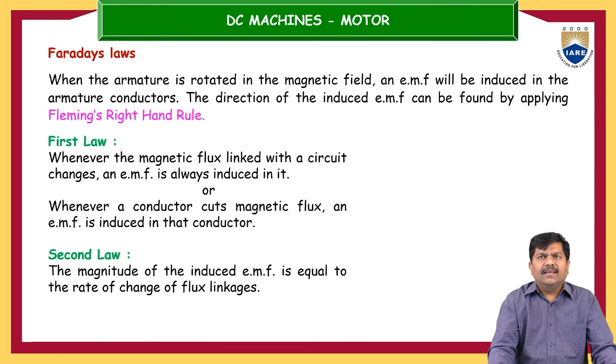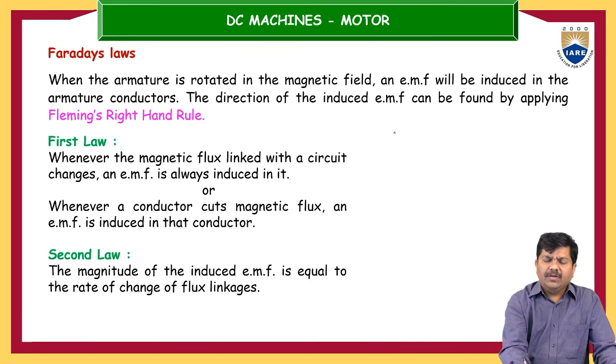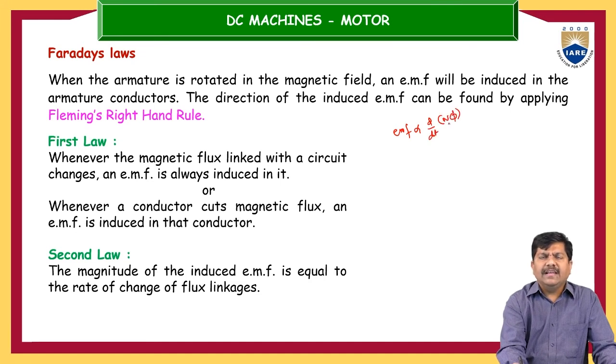And what is the second law? The magnitude of the induced EMF is equal to the rate of change of flux linkages, that is d by dt of flux linkages. Flux linkages means N phi, where N is the number of turns and phi is the flux. So as per the second law, the magnitude is N into d phi by dt.